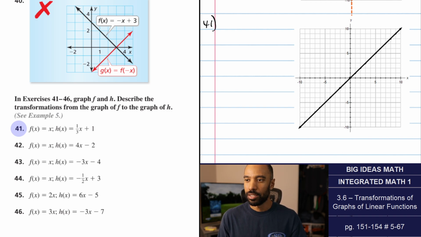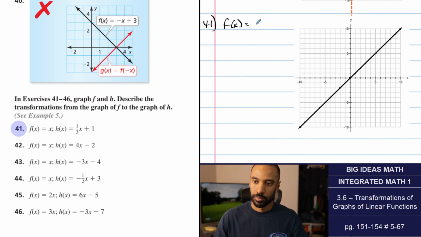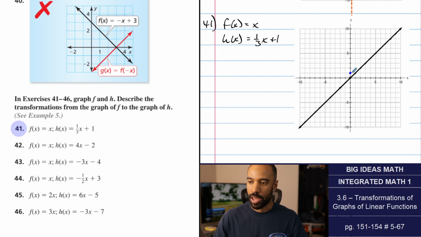Okay, and let's do another graph. So on number 41, I need to graph 1/3 x plus 1. So 1/3 x plus 1 is a y-intercept of 1 and a slope of 1/3. That's up 1 over 3, like so.